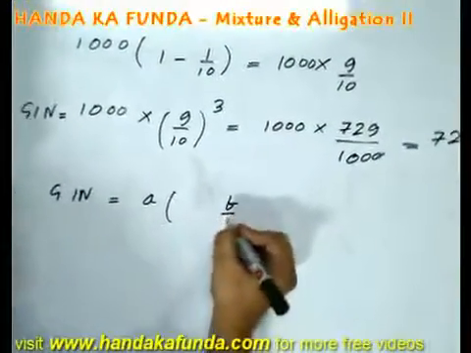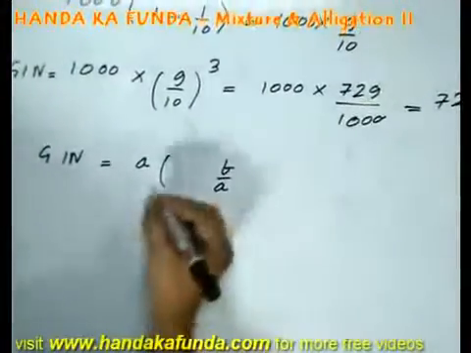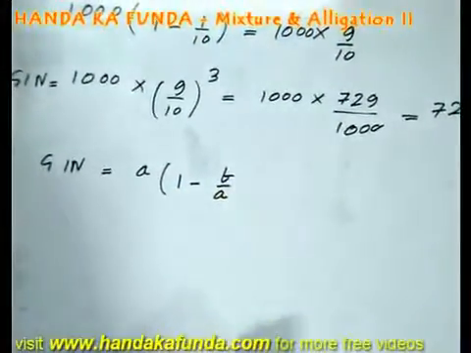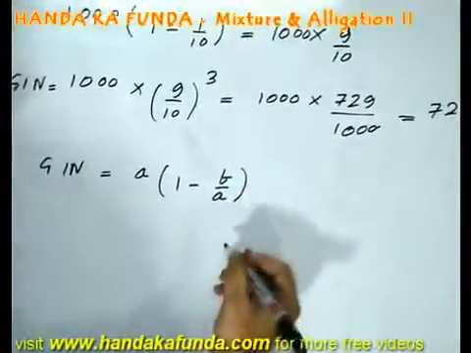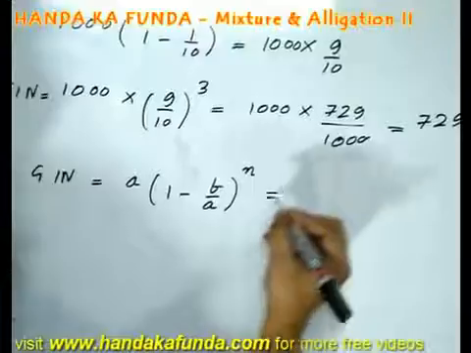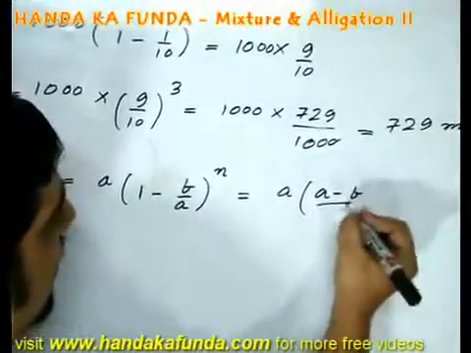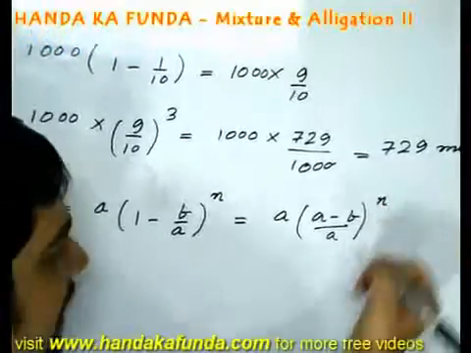So what fraction did I take out? I took out fraction B by A from it. So what fraction remained in the mixture? 1 minus B by A remained in the mixture. And this process was done n times. So I can say the final quantity of gin which is left in the mixture is A times ((A minus B) by A) to the power of n.